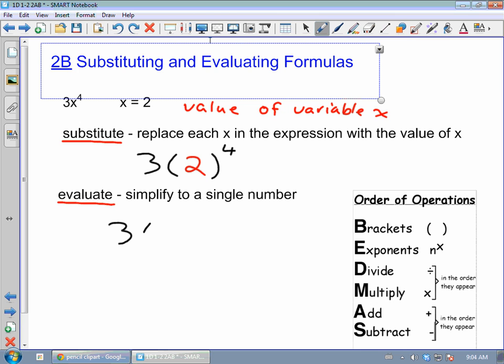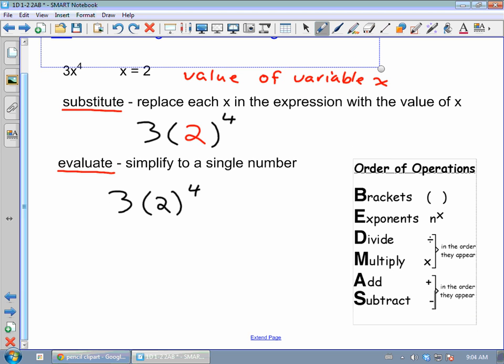We've got 2 to the power of 4. What operation do we want to do first out of this list? Obviously, we want to do the exponent. Now, let's just pause for a second and remind ourselves, what does 2 to the exponent 4 mean when we see that? It means, if I expand this out, 2 to the 4 means 2 times 2 times 2 times 2, or 2 times itself 4 times. So that's the first thing we want to evaluate.